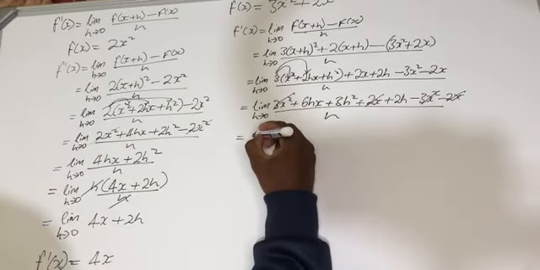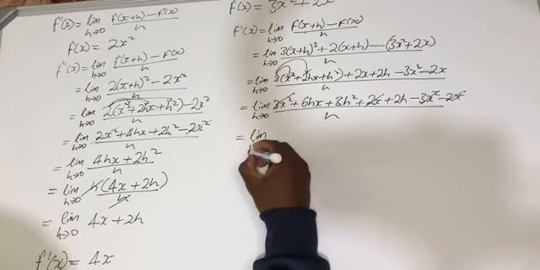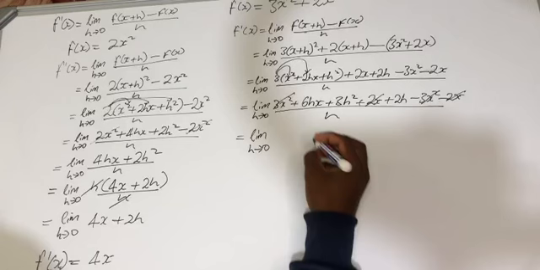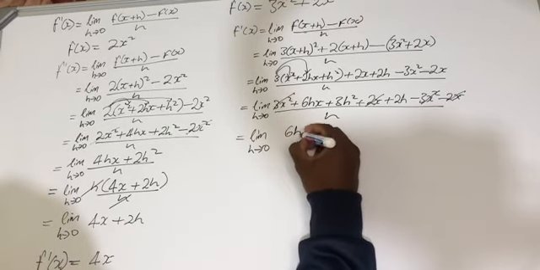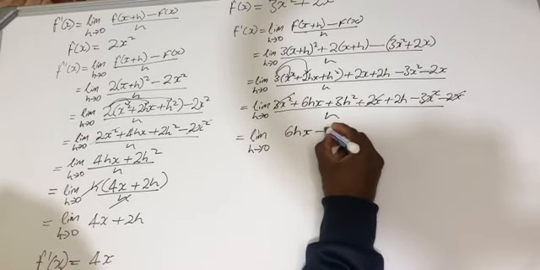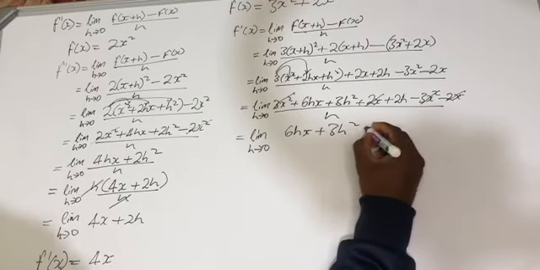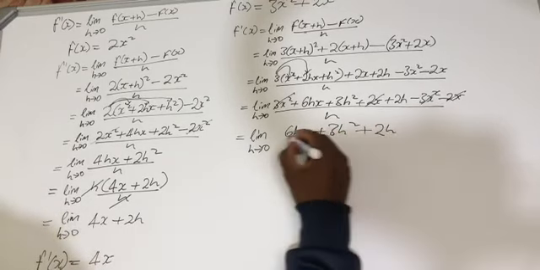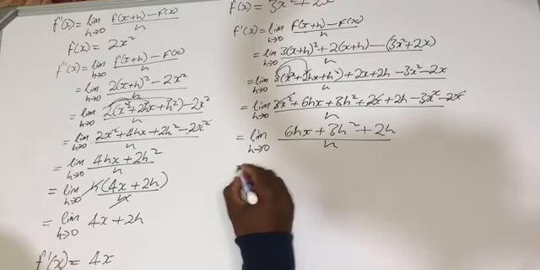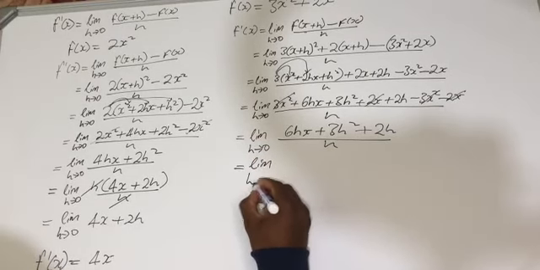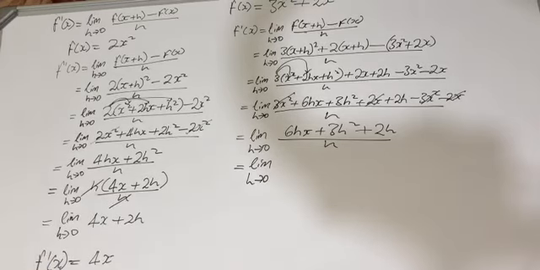So then you still maintain your limit. So this is limit as h approaches 0. Then let's check, what are we left with? We're left with 6hx plus 3h squared plus 2h over h. So you maintain your limit, so this is limit as h approaches 0. Then let's check.